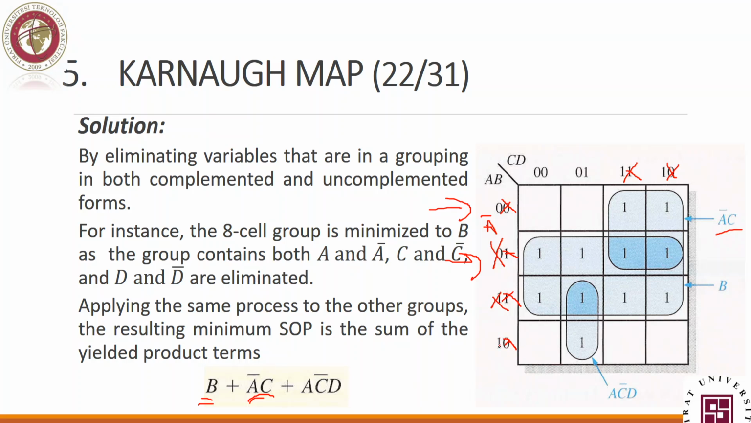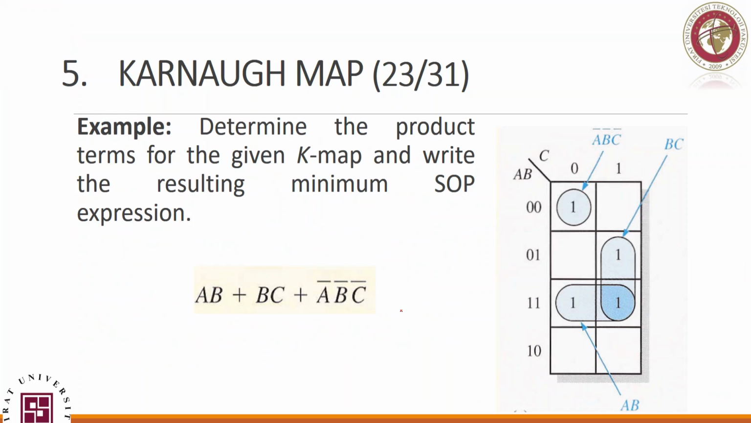So A, C bar D. A, C bar D. And that's it. If you learn what I just said, then it's all done. You will not have any problem with Karnaugh. Let's try again with another example.